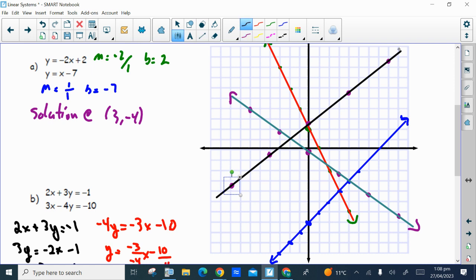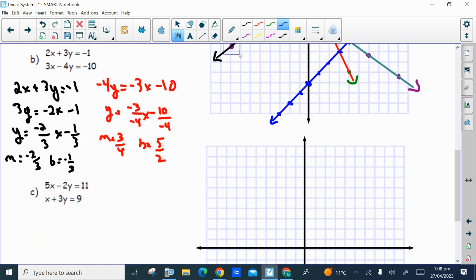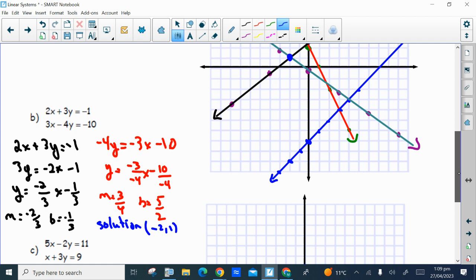And if I put my arrows on the end, it certainly looks like the point of intersection is a point where both the x and y are integers. Negative 2, 1 appears to be the point of intersection. That will be the solution to this system of equations. Negative 2, 1.